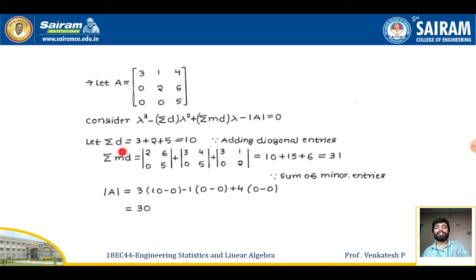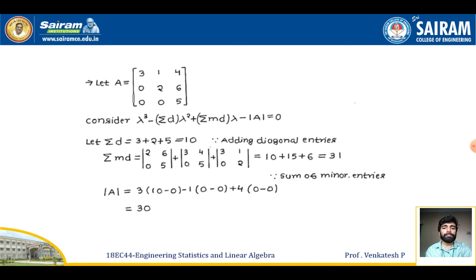Summation md means adding all the minors of the diagonal entries. For 3, I will have the minor [2, 6; 0, 5]. For the entry 2, the minor will be [3, 4; 0, 5]. For the entry 5, the minor will be [3, 1; 0, 2]. On simplifying this, the answer will be 31. Next, determinant A. On expanding this, the answer will be 30.